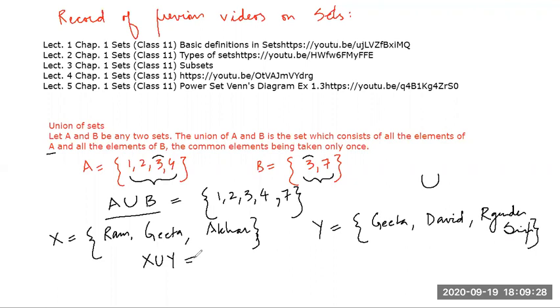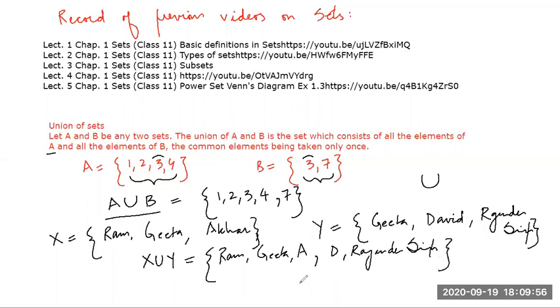Students, this is equal to how I used to do it. I'll first write all the elements of X: Ram, Geeta, Akbar. Then I will see if any member is getting repeated here: Geeta. I'll not write it again. Then David and Rajendra Singh.